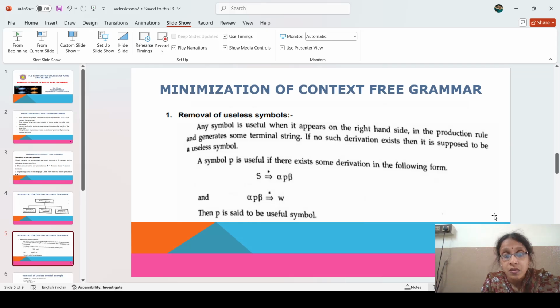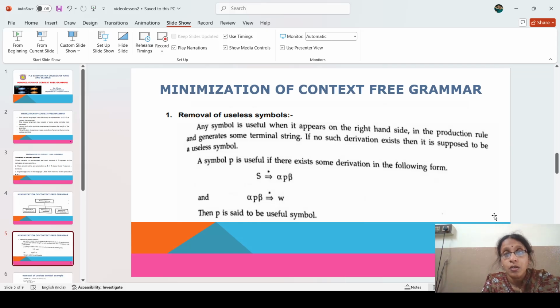Removal of useless symbols means any symbol is useful when it appears on the right hand side in the production rule and generates some string. If no such derivation exists, then it is said to be a useless symbol. For example, a symbol P is useful if there exists some derivation in the following form. Here, on the left hand side we have the non-terminal S and on the right hand side we have alpha, beta and P. On the right hand side the middle element is P.